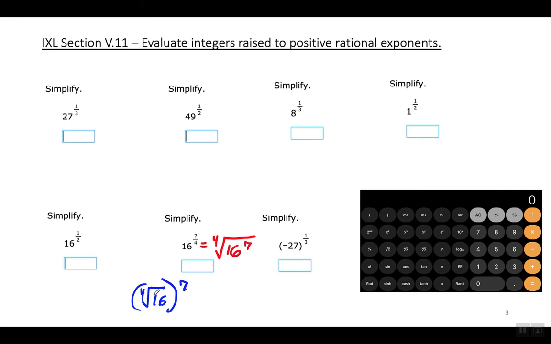So what's the 4th root of 16? What number to the 4th power equals 16? All right, the answer is going to be 2. 2 to the 4th power equals 16.